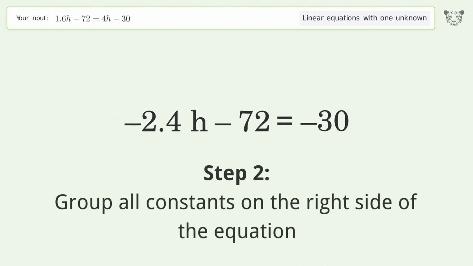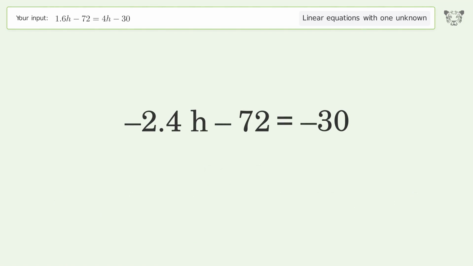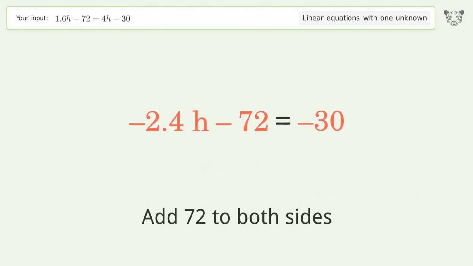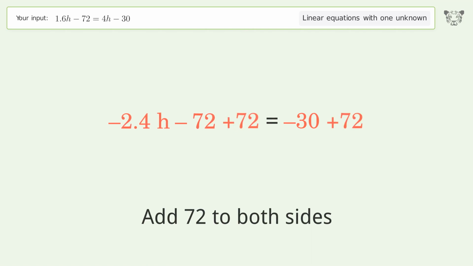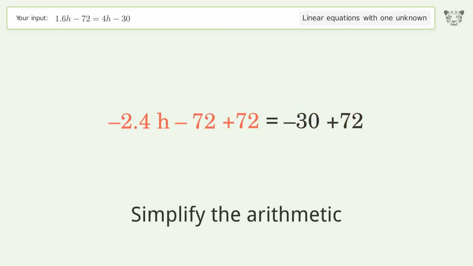Group all constants on the right side of the equation. Add 72 to both sides. Simplify the arithmetic.